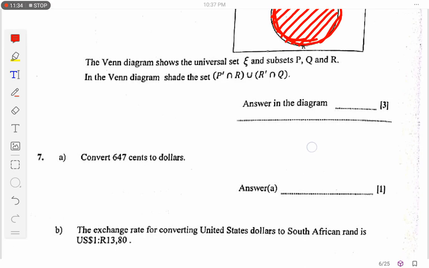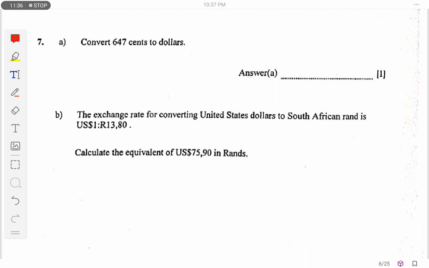Okay, let's move on. Convert 647 cents to dollars. So basically we are going to divide by 100. We divide this number by 100. So 100 into that, we get 6.47. That will be our answer.